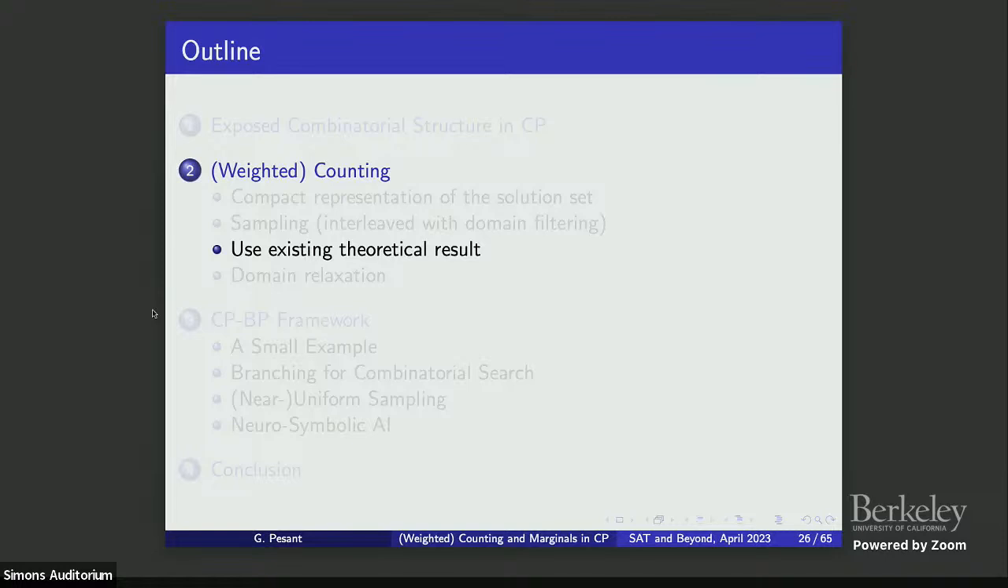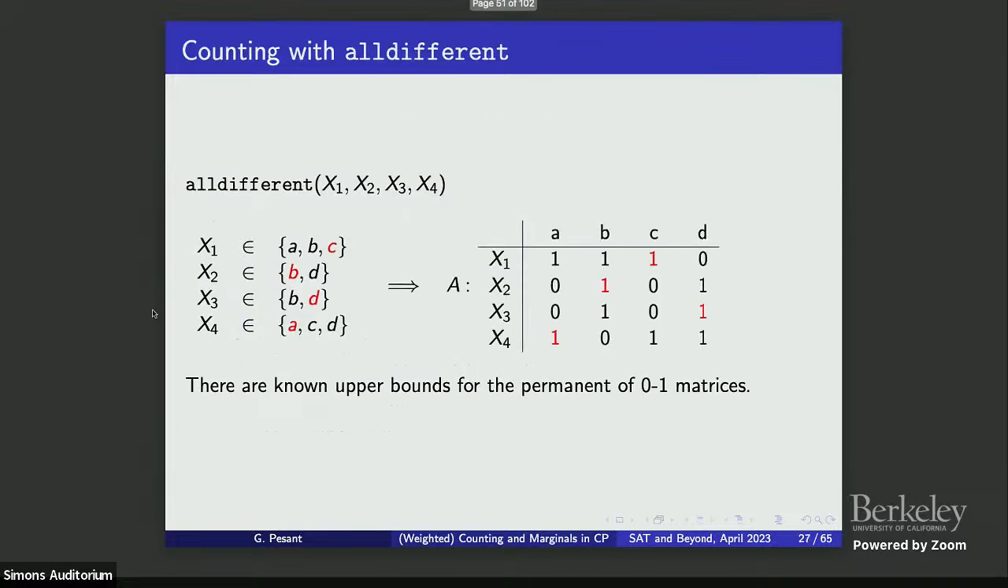Now we can also use, in some cases, some existing theoretical results. Let's stay with the all-different. The sampling can still be expensive to do, because if you do it at every node of your search tree, it can get to be expensive depending on how many samples you're collecting.